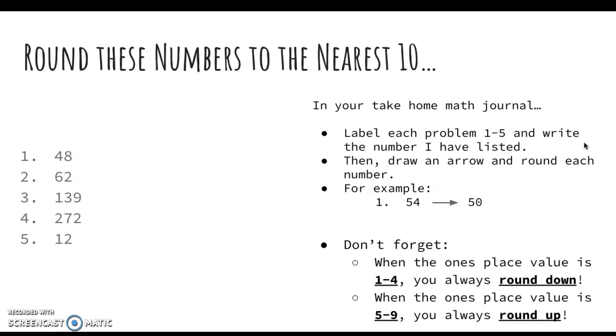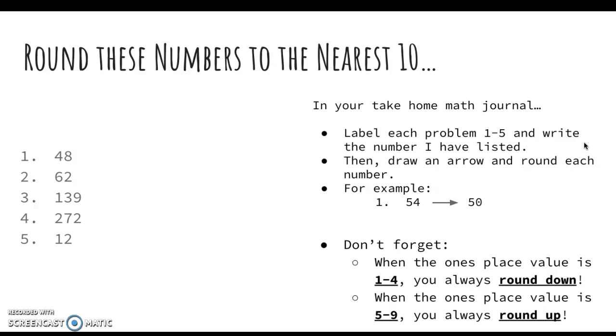So this isn't actually your number 1, but I made an example to show you. You should be labeling each number with a 1, 2, 3, 4, or 5. So I labeled my number 1. My number was 54. And I was rounding to the nearest 10, so I would have to think the 10 that comes before 54 is 50, and the 10 that comes after 54 is 60. 54 is going to be closer to 50, so I made an arrow and I wrote 50.